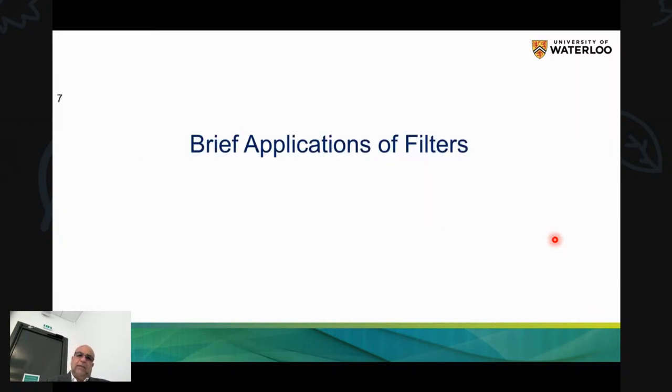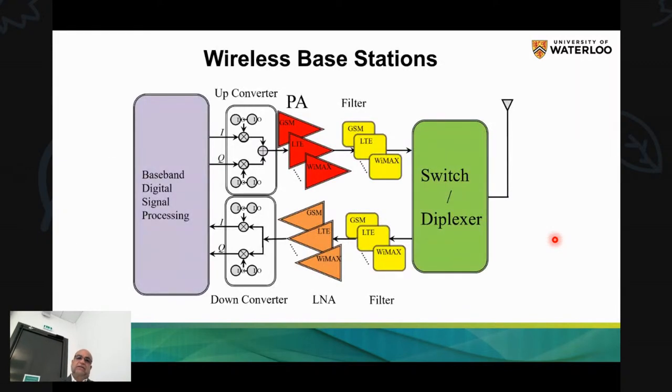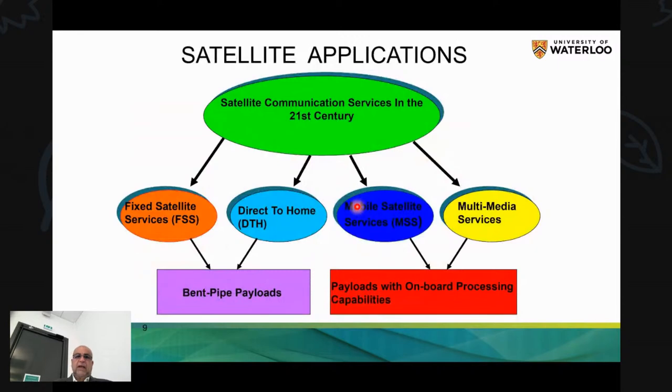So when we talk about some prefabrications for filters, for wireless base stations, as you can see, we have different bands. You need a filter for each band. And this is both on the receiver side and the transmit side. So you need different bands for base stations as well.